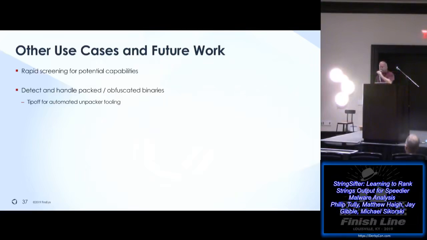We can detect and handle packed or obfuscated binaries. That Dharma example I just gave you is quite an example. If you took the rank strings output and did analysis on that curve, it's quite obvious. If you get a very low signal to noise ratio on average, we could use that as a tip off for further analysis. If we have a dedicated standalone unpacker, or if we need manual analysis to deobfuscate, that's a signal for that.